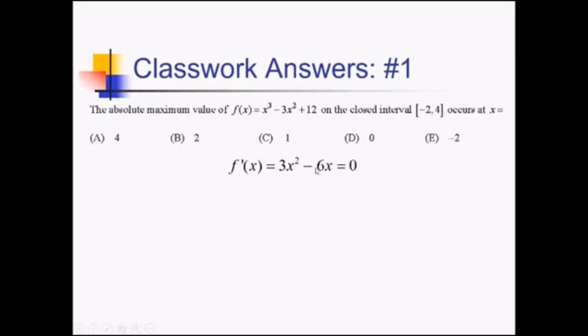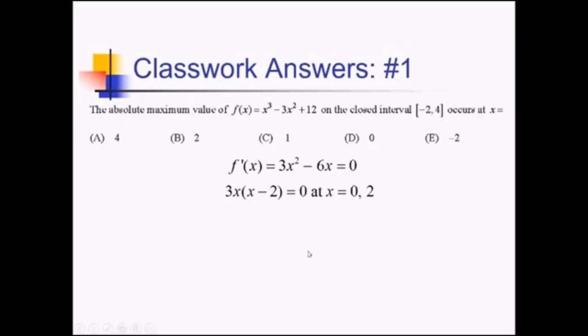So I can do that by factoring out a 3x. That leaves me with an x minus 2 inside. And that means my x values that come out of this are 0 and positive 2. Now, taking a look at our interval, 0 and positive 2 are both between -2 and 4, so we have to test these out along with the endpoints of -2 and 4.